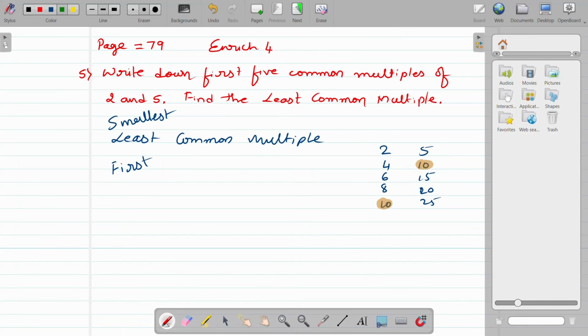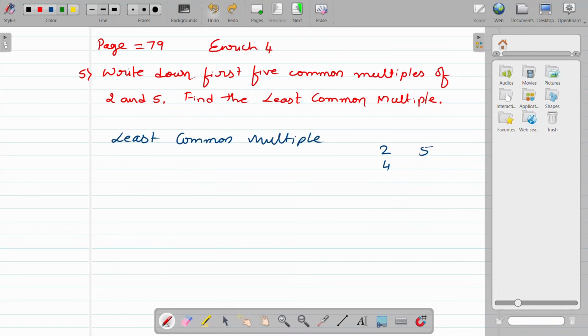In general, we will call it LCM. Whenever the word LCM comes, its long form is least common multiple. Least means it's the smallest, or else we will say the first common multiple of the given numbers. So now we will solve the sum. Okay, let's pay attention to this.